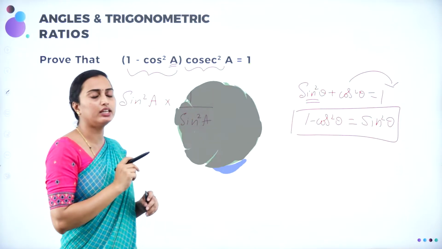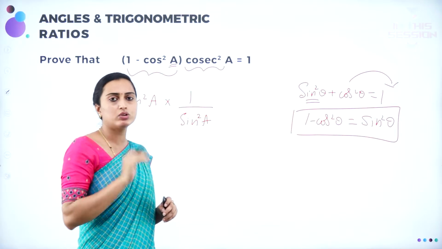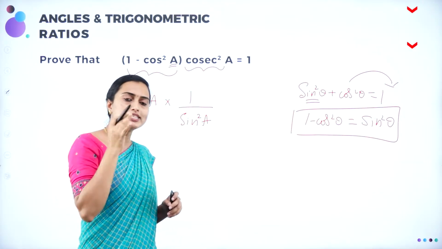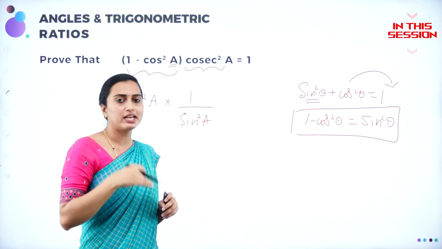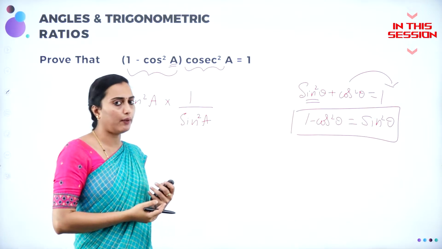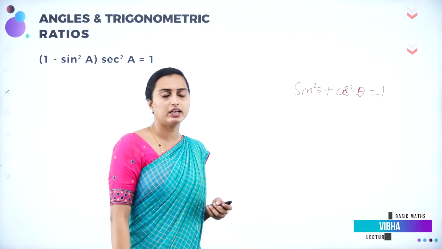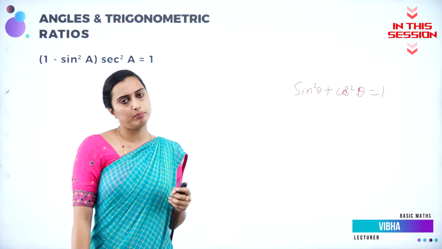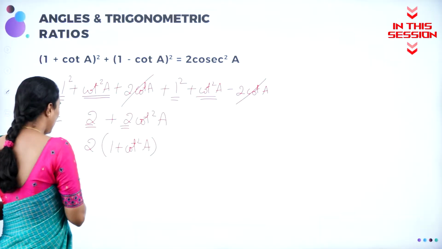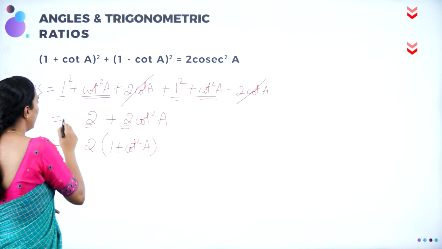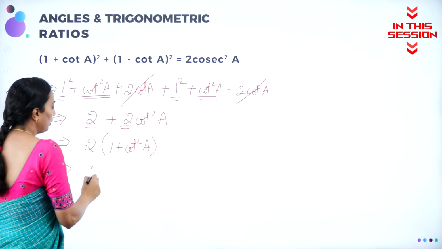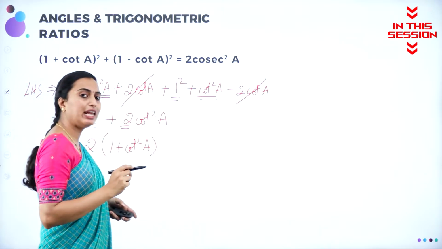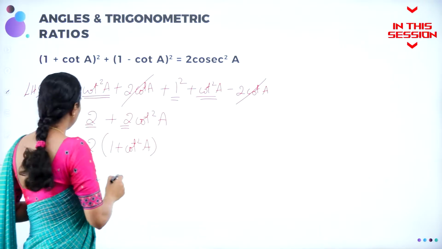If it is cosecant A, we can write it as 1 by cosecant A is sine A. Cosecant squared A means 1 by sine squared A is cosecant squared A. 1 minus sine squared theta can be written as cos squared theta. 1 minus sine squared A can be written as cos squared A. Now you know that trigonometric identity is nothing but what? 2 into 1 plus cot squared A is cosecant squared A.